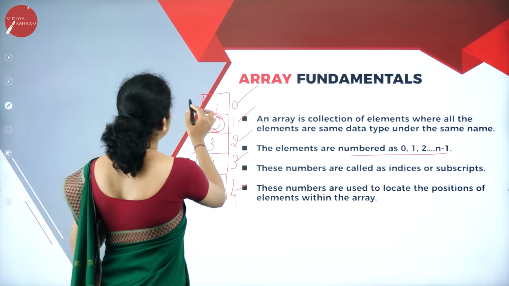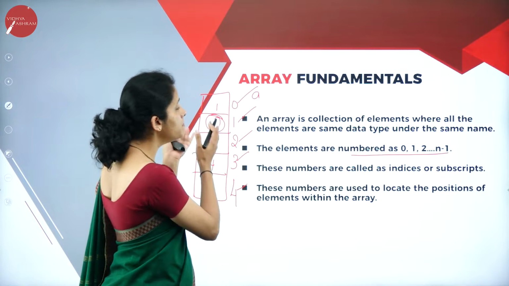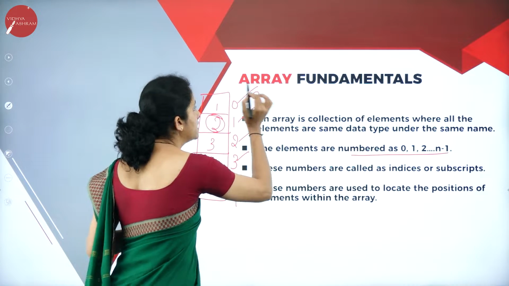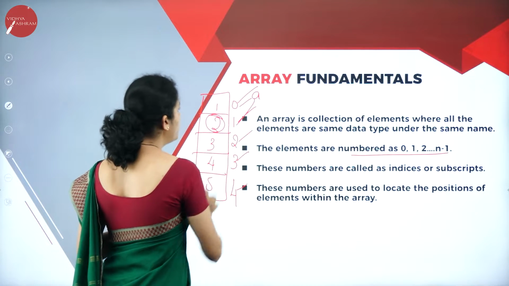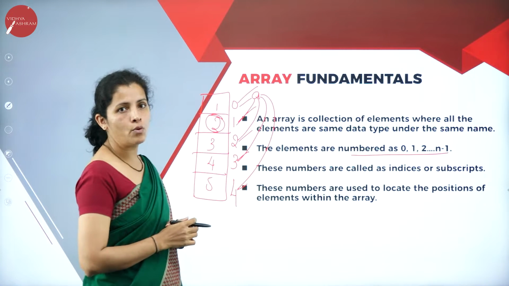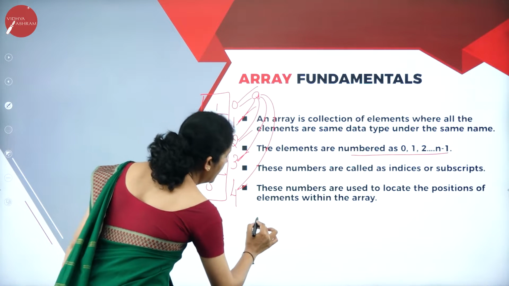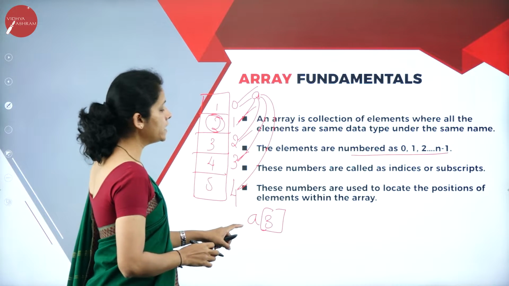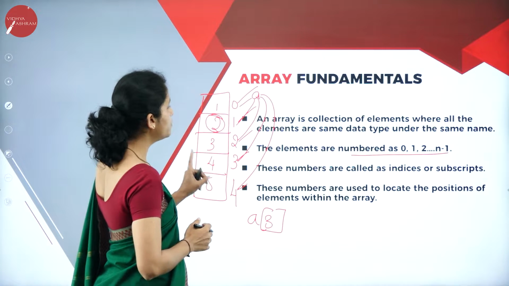For example, let me give one simple name to this array, say A. Now it is A of 0, A of 1, A of 2, A of 3 and A of 4. Suppose I want to access the element 4, how can I access? That is array of 3. By using the array name along with the index, I can access 4.